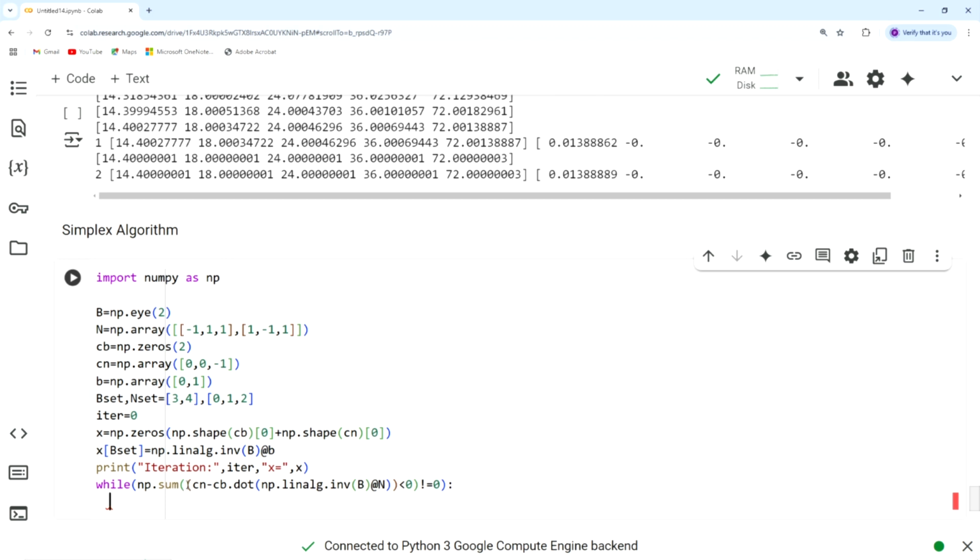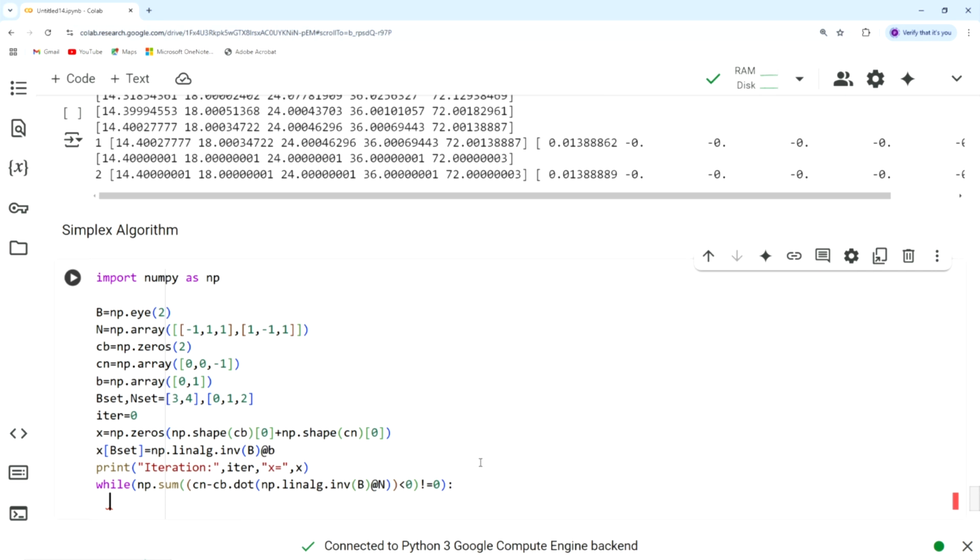So, just to have a look at what is happening, this quantity Cn minus Cb into B inverse n. I am checking which elements in this vector are negative. If every element is greater than or equal to 0, then the sum is 0. If it is not, then it is not equal to 0. So, when it is not equal to 0, you will go inside the loop.